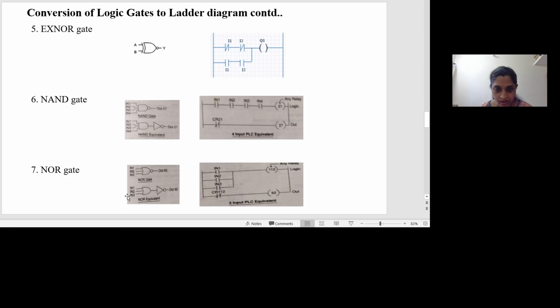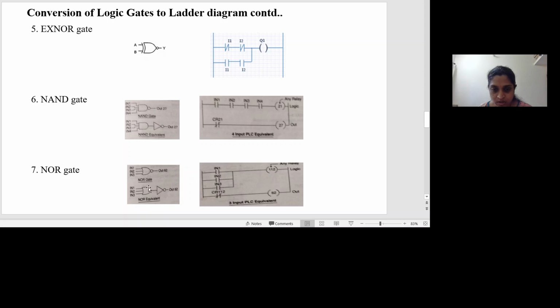Now we have a NOR gate. The NOR gate symbol is shown here. I have taken three inputs for this NOR gate. And again, this NOR gate is a combination of two gates. It is an OR gate followed by a NOT gate, and three inputs are shown here.